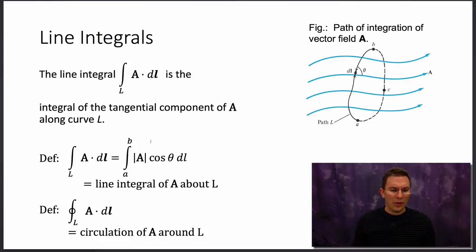We have a couple of other definitions here. This is just, as I said, the line integral of A about L. And then if we allow the path to be closed, so for instance we integrate all the way from A all the way around to A, or starting at C all the way around to C in a closed loop, that quantity is called the circulation of A around L.